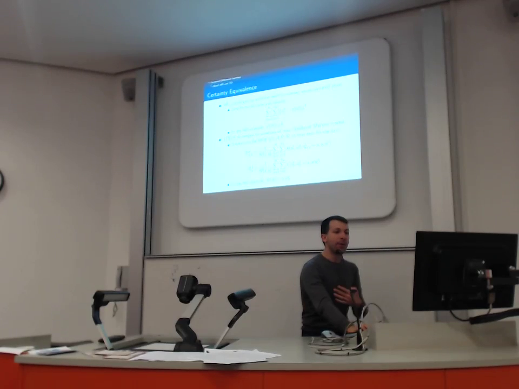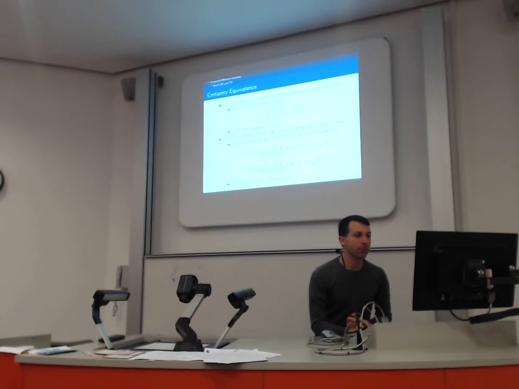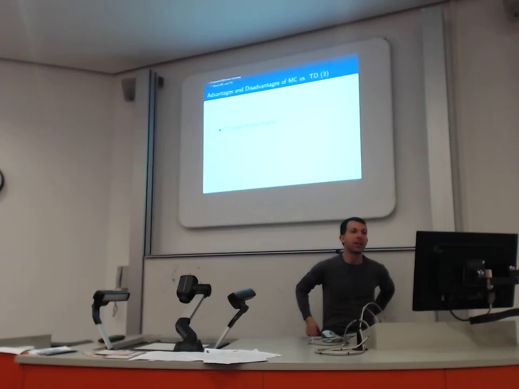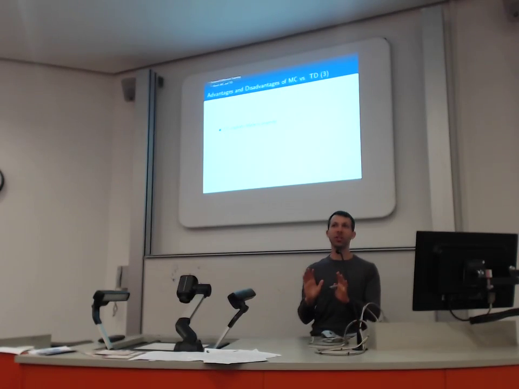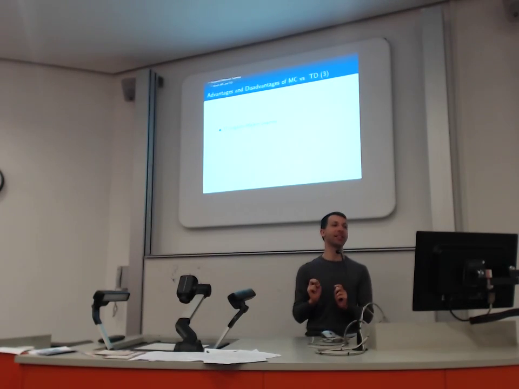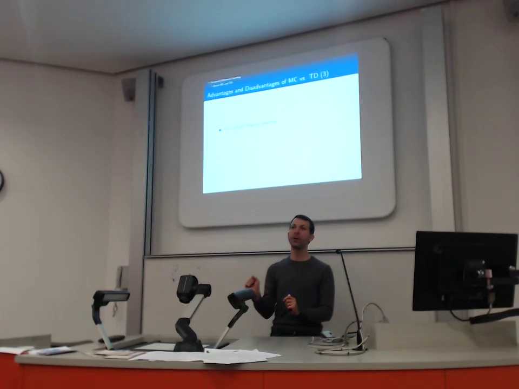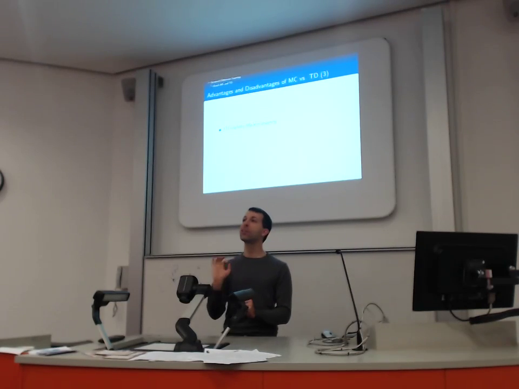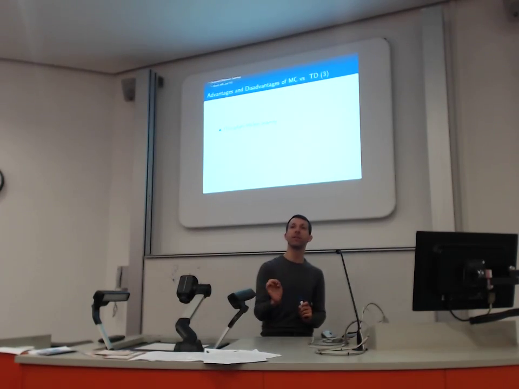So in the AB example, that was 0.75. Right. So just to hammer home again the advantages and disadvantages: another way to put this is that TD, the reason it's more efficient, is that it exploits the Markov property.